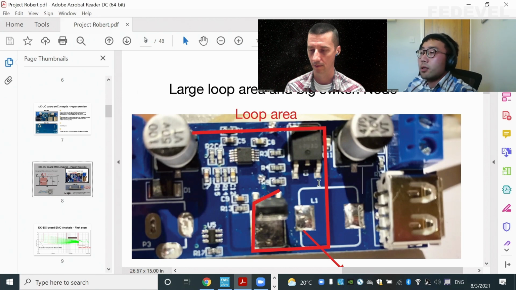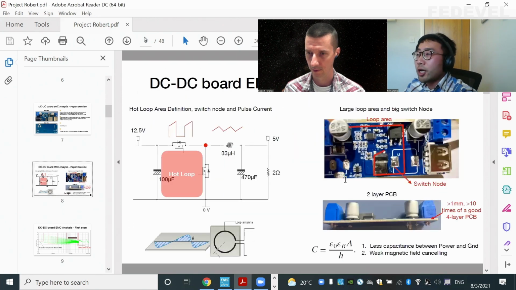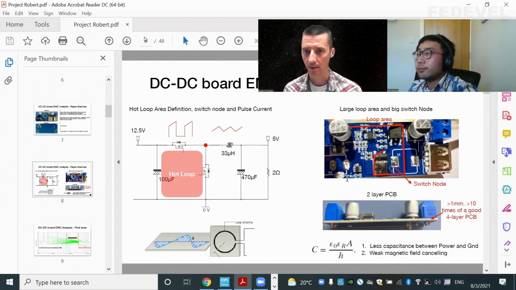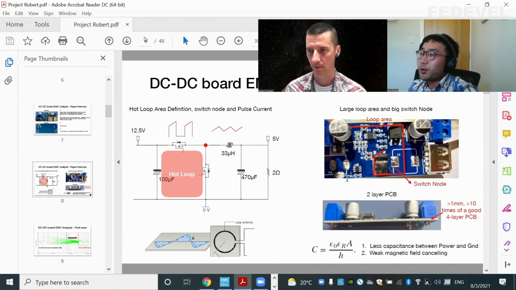Yes. So that large area of the switch node again propagates lots of noise and radiates the noise outside. So when we are designing a switching power supply, we would like to keep this node as small as possible, but still be able to carry the currents we need to deliver. That's correct. Yes, it's always a trade-off between thermal design and EMC design.